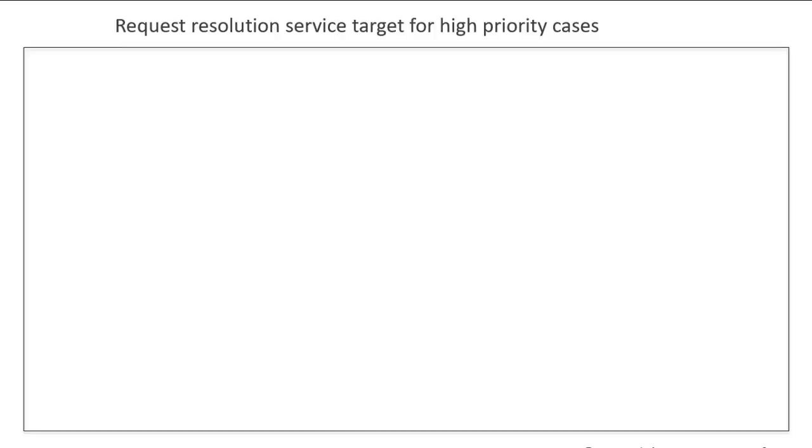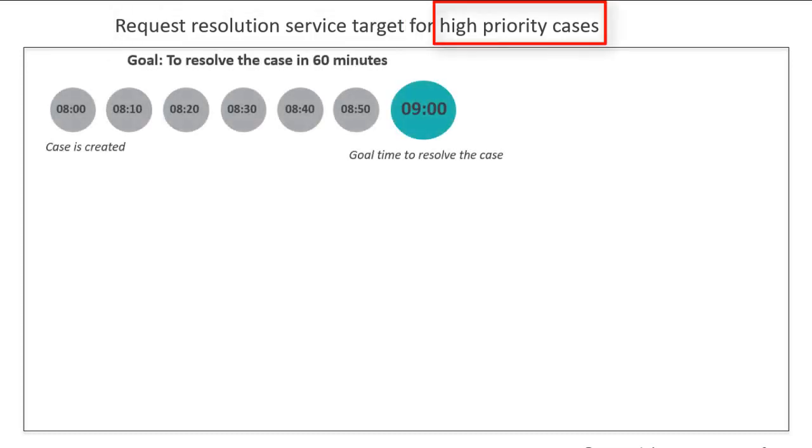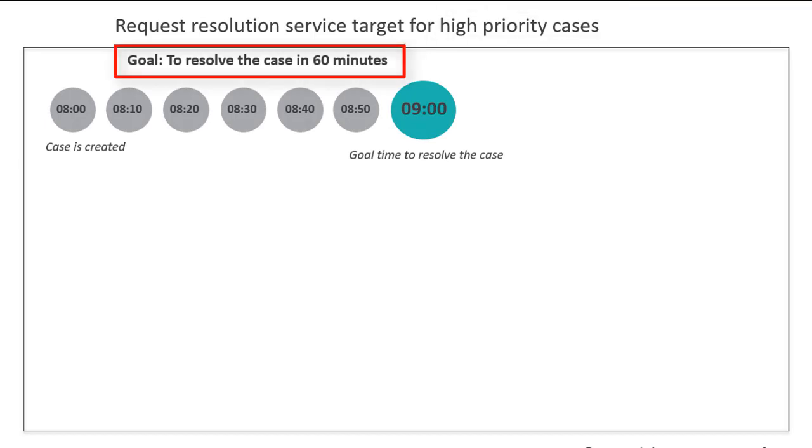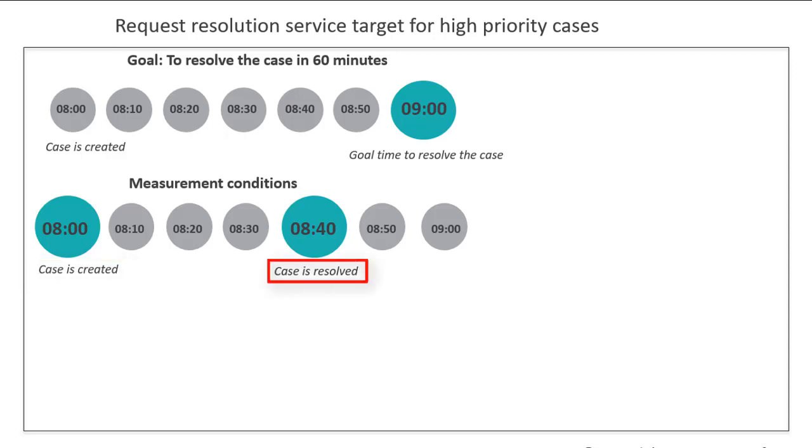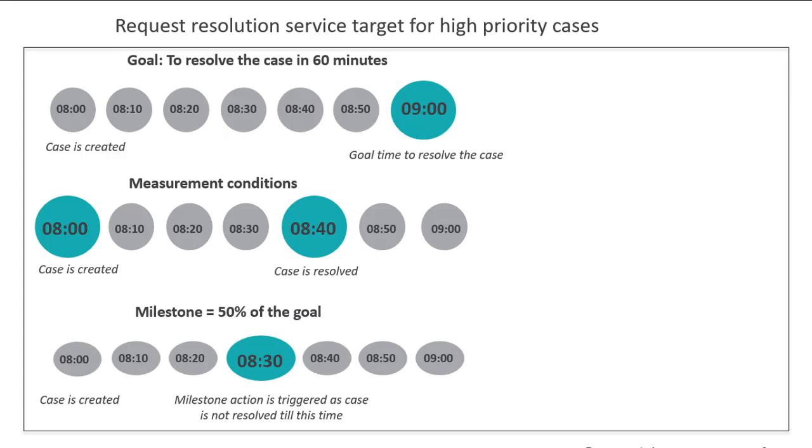For example, as the case business analyst, you must configure the request resolution service target for high priority cases with the following parameters. The agent must resolve the case in 1 hour. The measurement of the service target starts when the case is created and ends when the case is resolved. The milestone for the service target must trigger when 50% of the goal time has elapsed.